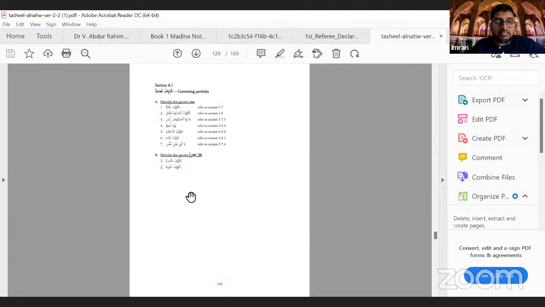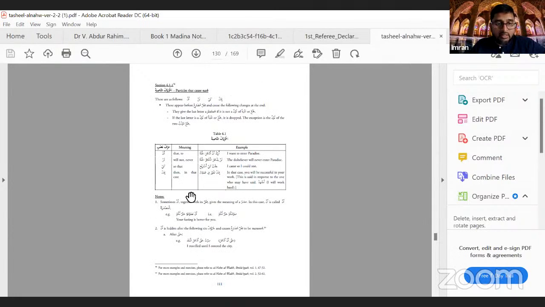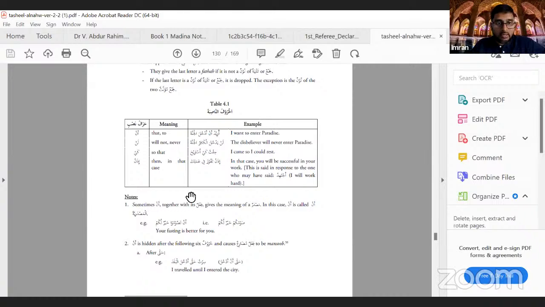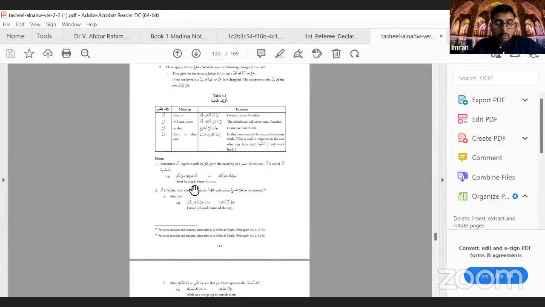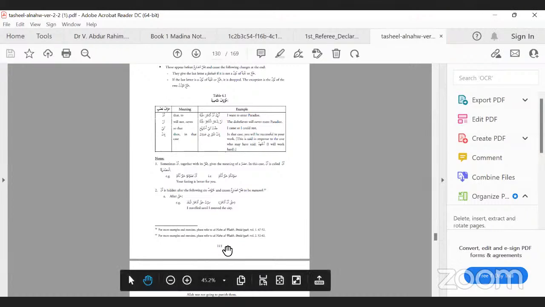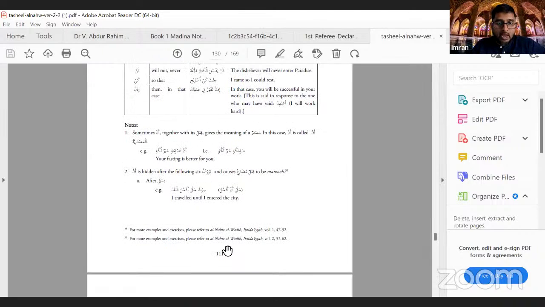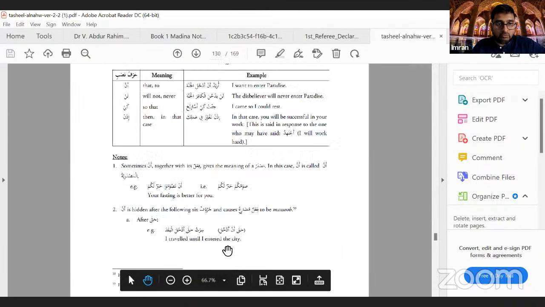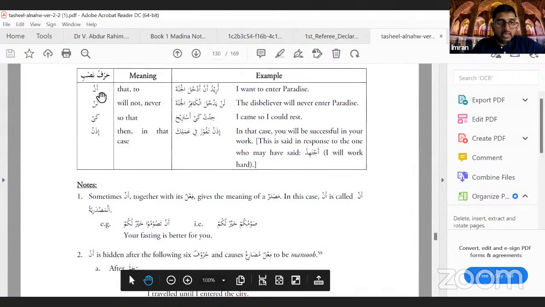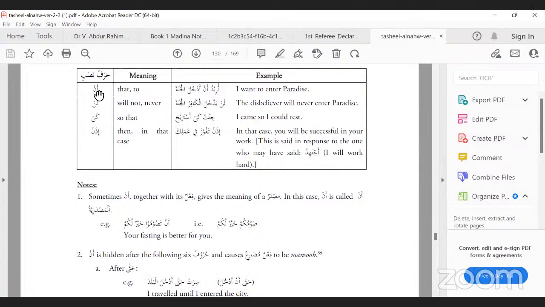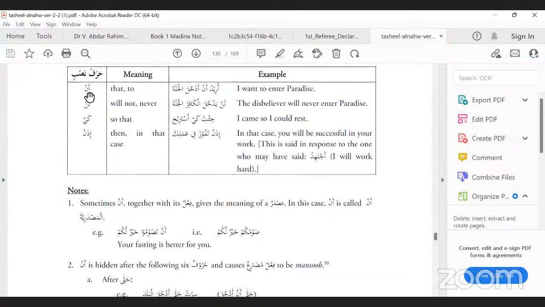In the Arabic language, everyone has this book, so I'm going to give you the reference of this book. Page number 111, the Tasil al-Nahu. Now I'm just going to answer the question of Zahra. Can you see this now? Can you see it?